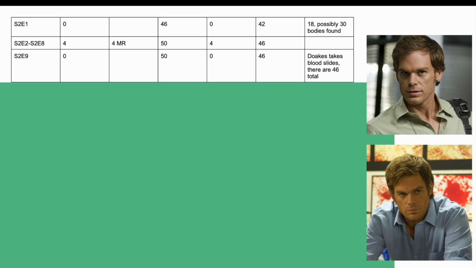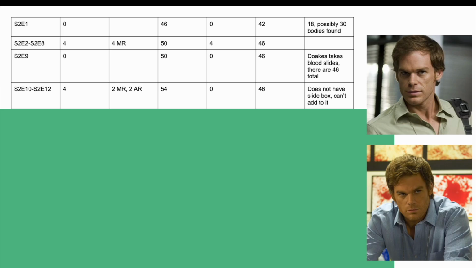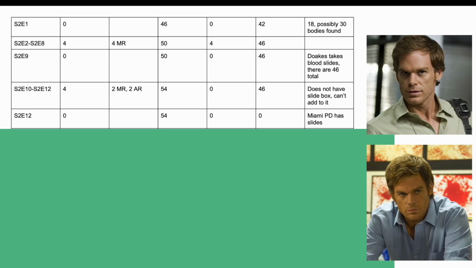Then in episode 9, he doesn't kill anybody, but Doakes finds his blood slides, and there are 46 total. This number is both said in the episodes, as well as is just how many are in the box if you pause and count like I did. In the last 2 episodes, he kills 4 people, bringing his total to 54, but he doesn't take any blood slides because he doesn't have the box, and he also can't really add to it, so he still has 46 slides. Then in the last episode of that season, again, he doesn't kill anybody, but the Miami PD now has his slides, so he's kind of back to 0.